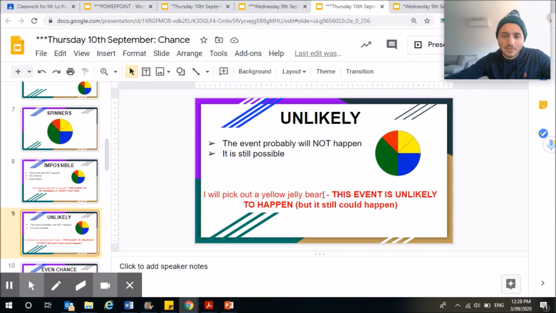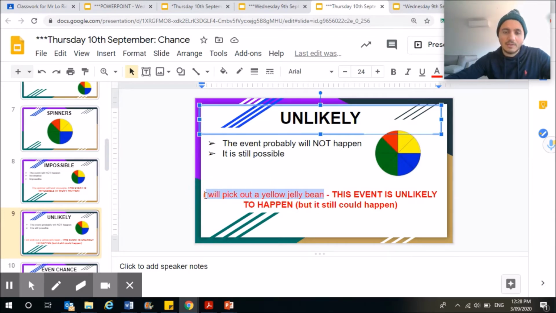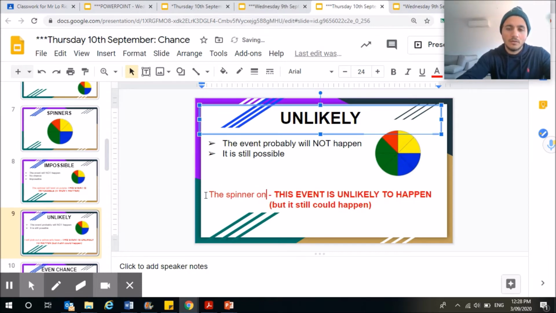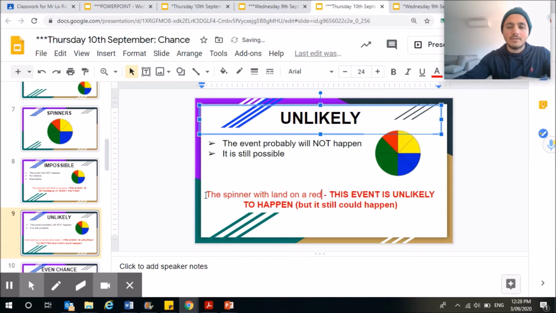It won't happen. What about something that's unlikely? The spinner will land on a red. That event is unlikely to happen. There's only one wedge there, and there's 8. So there's one outcome, whereas there are 8 outcomes altogether, and a 1 in 8 chance is not much. So it's unlikely. It could still happen though, but it's unlikely.